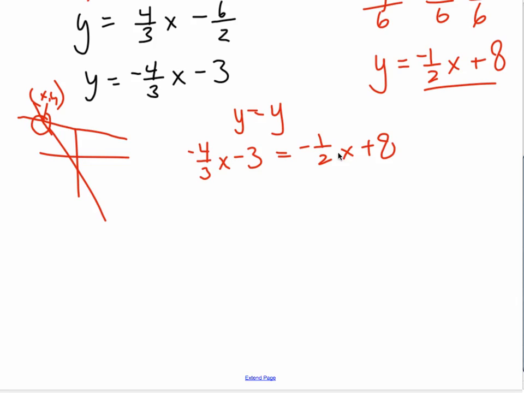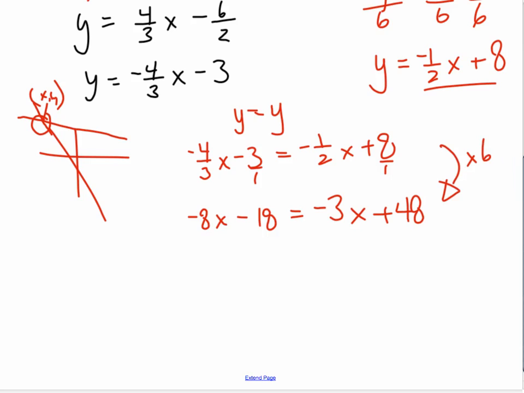Easiest way to solve, multiply by a lowest common denominator. I'll multiply everything by 6 because I have a 3 and a 2 as my denominators. These ones are 1s. So if I multiply this by 6, I'm going to get negative 8x. This one by 6 would be negative 18, equals this one by 6 would be negative 3x. This one by 6 would be 48. So what we did from there is we just times everything by 6.